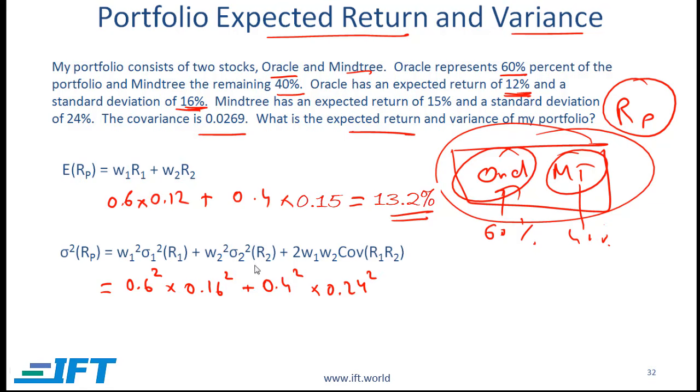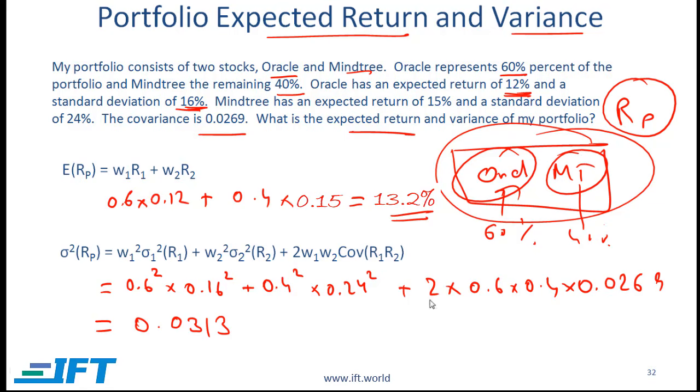0.24 squared, plus 2 times the weight of the first stock times the weight of the second stock. So 2 times 0.6 into 0.4 multiplied by the covariance between the returns on the two stocks, that is 0.0269. You do the calculation and should get 0.0313. This is the variance of the overall expected returns of the portfolio.